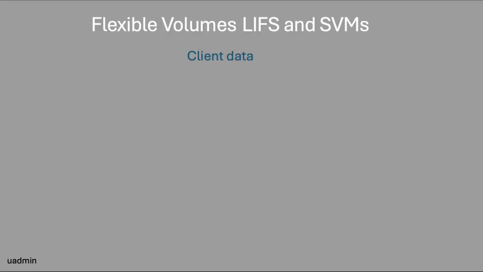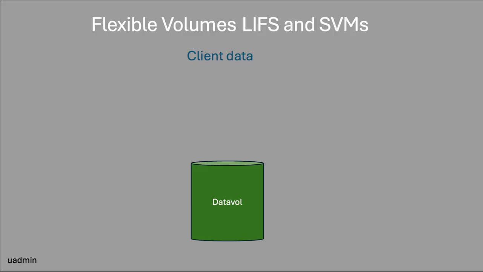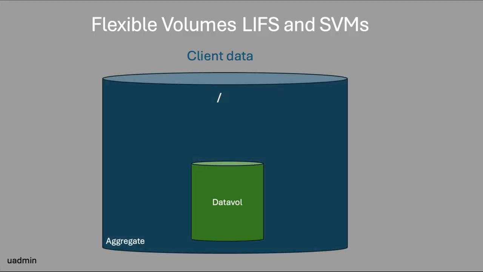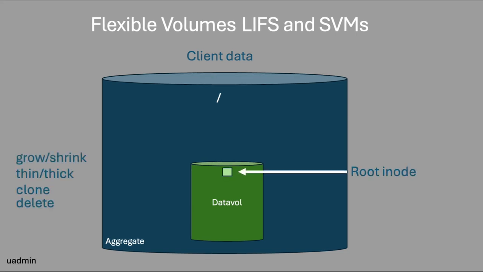But of course what we are ultimately interested in is how to store data on the aggregates. Well, that is where flexible volumes come in. A flexible volume is part of the aggregate file system, which is called WAFL. And every volume gets a starting point in the aggregate by means of something which is called the root inode of the volume. This single inode holds the metadata of the volume as well as pointers to data blocks that allow users to store files in the volume.